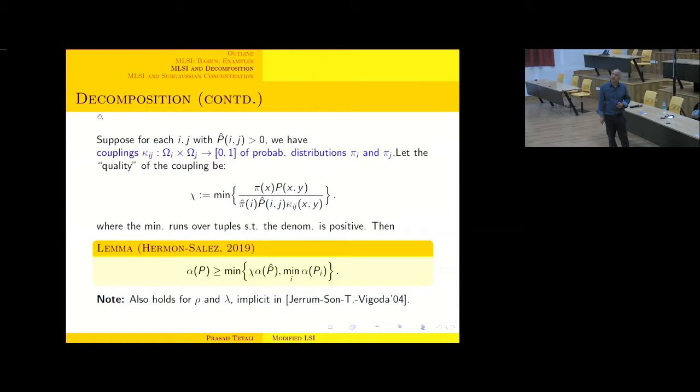For example, because kappa ij is a coupling, it's trivially at most pi j of y or pi I of x and so on. And so you can have some cancellations and you get some bounds. There are some bounds like that mentioned.